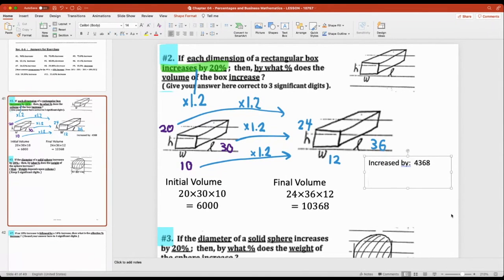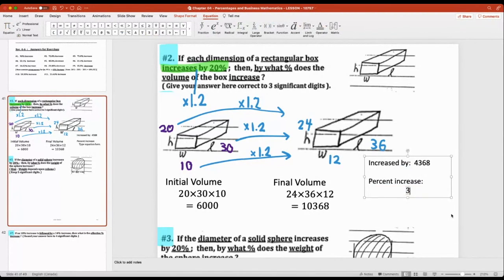Good. So then the percent increase is going to equal the 4368 divided by the initial amount, which is 6,000, times 100%. Can someone write that as a percent final answer? Just as a percent, or just compute that, please. 72.8. Thank you, guys. Thank you.